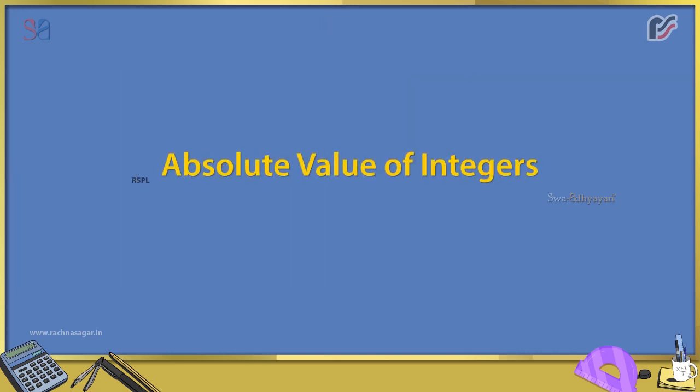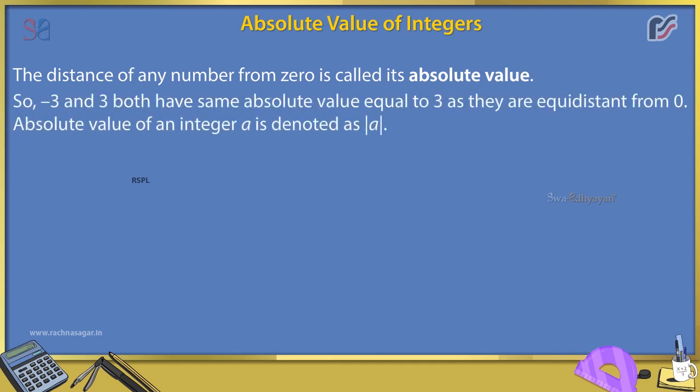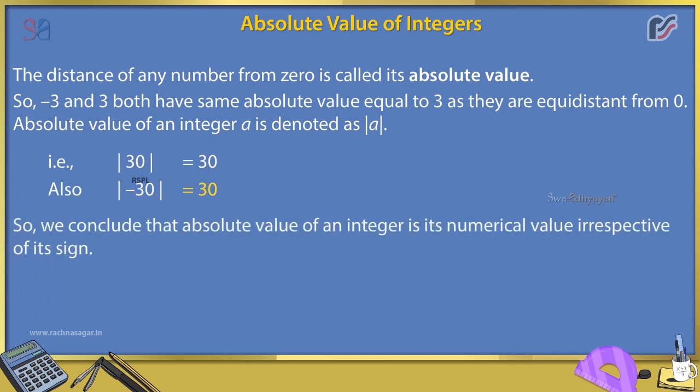Absolute value of integers. The distance of any number from 0 is called its absolute value. So, -3 and 3 both have the same absolute value equal to 3 as they are equidistant from 0. Absolute value of an integer a is denoted as |a|, that is, absolute value of 30 is equal to 30. Also, absolute value of -30 is equal to 30. So we conclude that the absolute value of an integer is its numerical value irrespective of its sign.